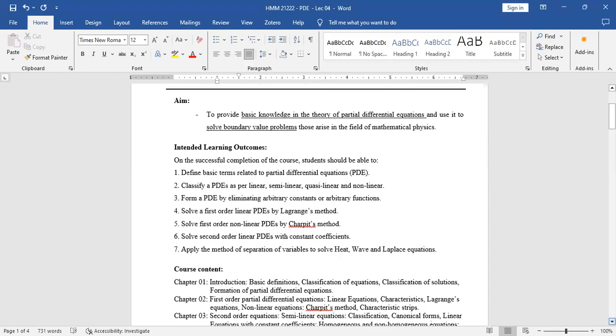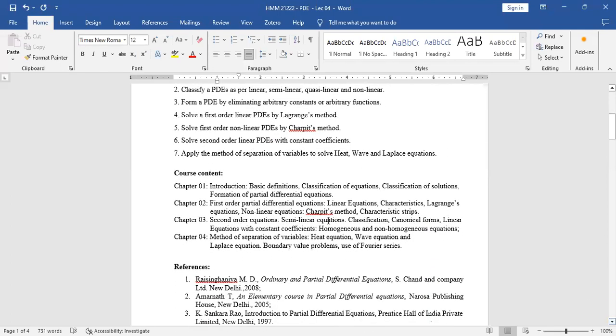So I'll begin. We have finished our chapter 1, which is about the introduction of PDE. We have seen some basic definitions, classification, as well as formation of partial differential equations, which is in two types: arbitrary constants as well as arbitrary functions. Also, we have seen some of the classification of solutions. So I will start from there.